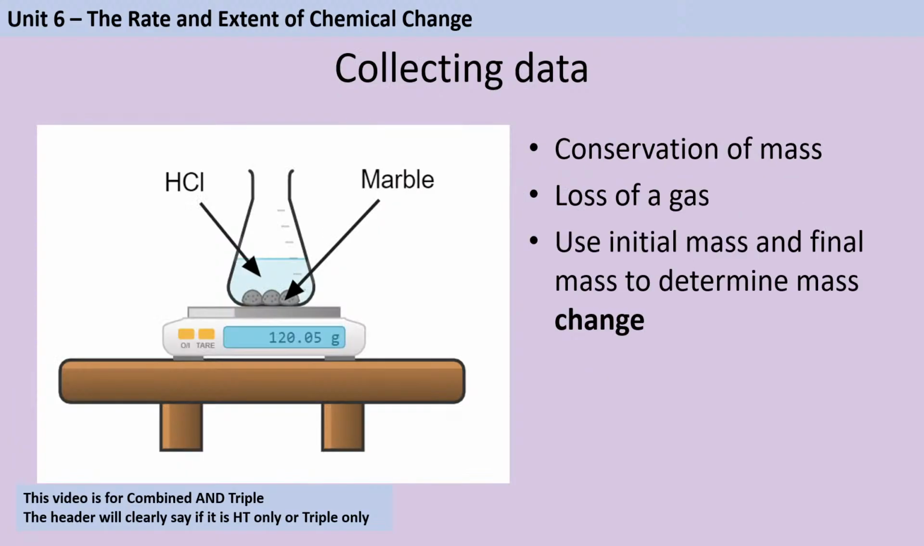If I wanted to collect data in terms of a mass change, then I would need to carry out my reaction on a balance, which is this. You might be tempted to call this a scale, but our proper science word for it is a balance. So that's what we want to call it.